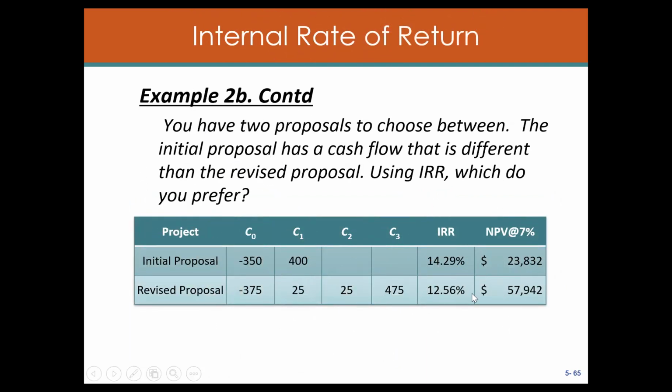We did the same thing over here. See the NPV, when you look at the NPV over here, the 14.29% IRR is giving you only 23,000, and at 7%, 12.56% is giving you 57,000 NPV. It's much more, right?